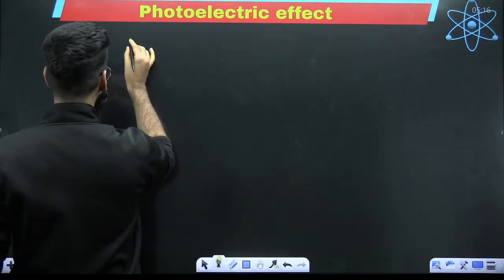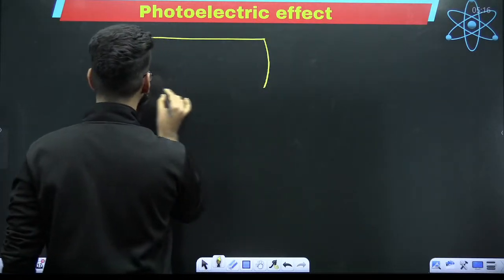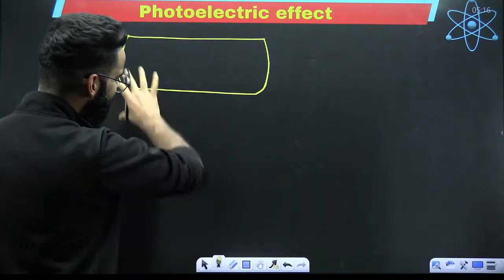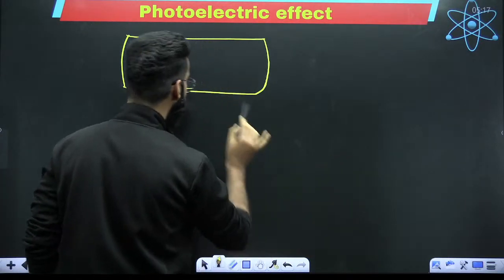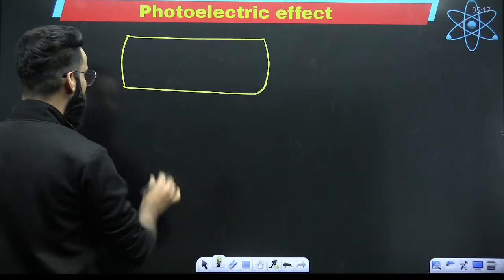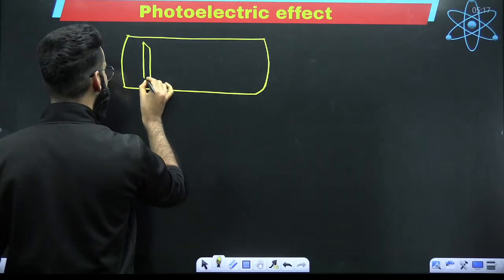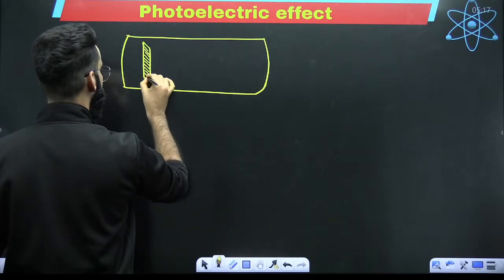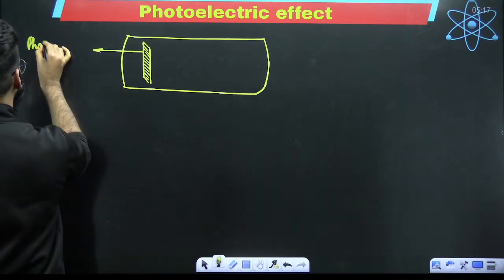For example, people, imagine that I'm taking a tube over here. Imagine that it's a discharge tube, right? There is vacuum. There is nothing inside this glass tube. Now over here, I'm going to keep a plate, a metal plate. This is something which I call a photosensitive metal plate.